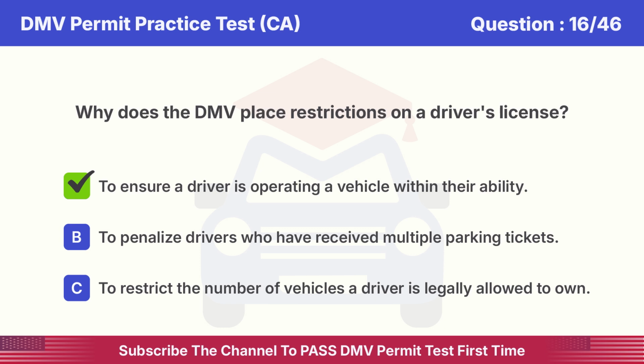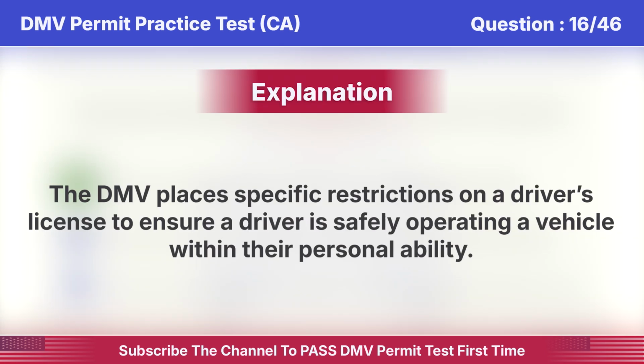Answer is A. To ensure a driver is operating a vehicle within their ability. The DMV places specific restrictions on a driver's license to ensure a driver is safely operating a vehicle within their personal ability.